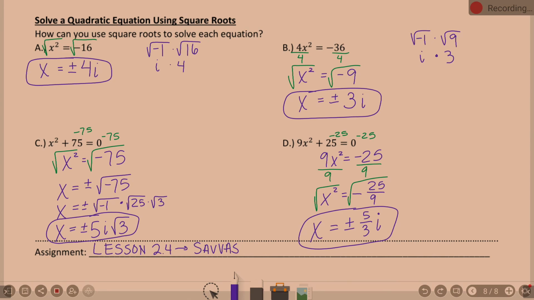Okay, lesson 2.4 is out there and available, and it should be listed as due tomorrow. So make sure you get that done. Yes, it is like 20 or 22 questions. However, they're so easy, some of them go very, very quickly. So I'm already on question 15.